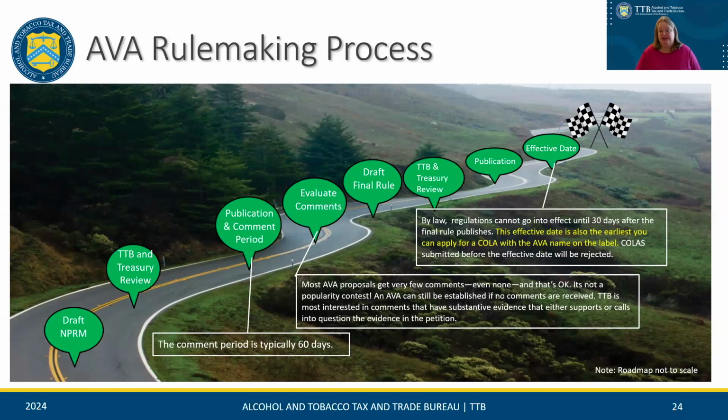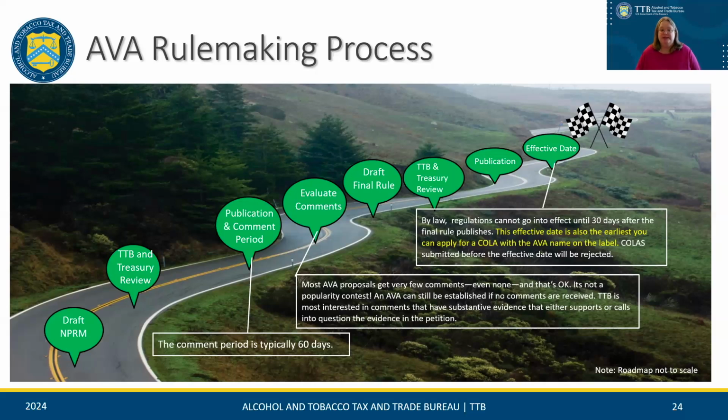This is TTB's job again, and the NPRM will summarize the information that you provided in your petition. Once the NPRM is drafted, it will then have to go through TTB review and also review at the Treasury Department because TTB is a bureau of the Treasury Department. Once TTB and Treasury have completed their review and signed off on it, the proposed rule is then sent to the Office of the Federal Register, where it publishes in the Federal Register and is open for public comment. The comment period is typically 60 days, and during this time, anybody can read the petition, read the proposed rule, and submit comments that they want.